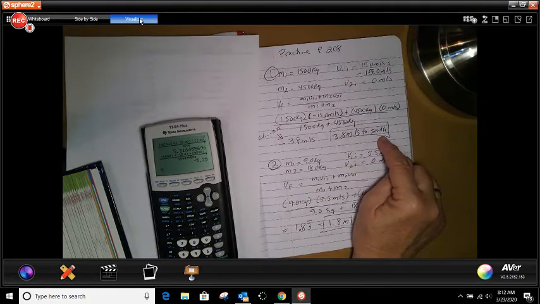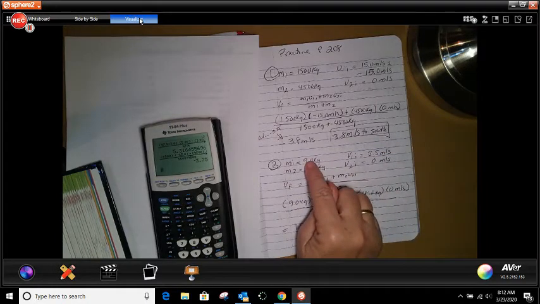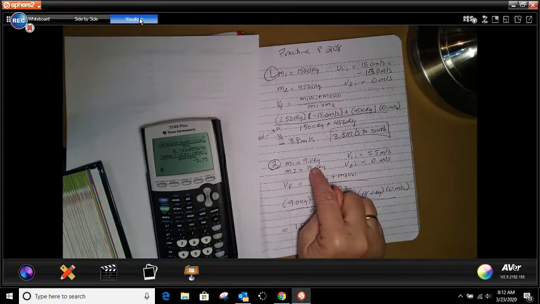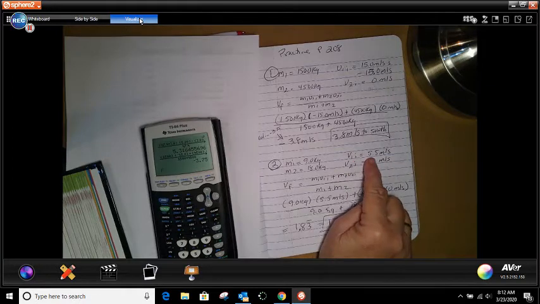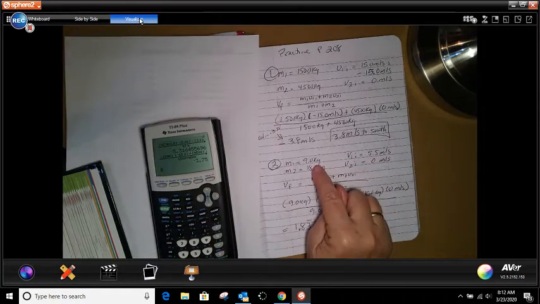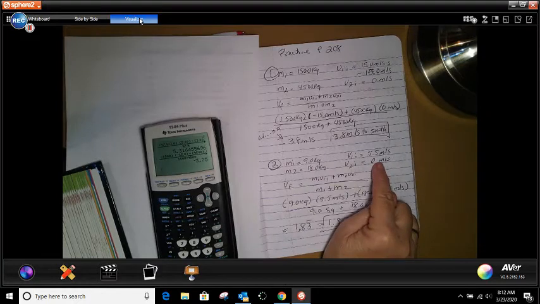Okay, the second problem. A grocery shopper tosses a 9.0 kilogram bag of rice in a stationary 18 kilogram grocery cart. So here's my rice, here's my grocery cart. The bag hits the cart with a horizontal speed of 5.5 meters per second. That's my velocity 1 initial, and it's toward the front of the cart. And as you remember, the cart is standing still, that's why we have 0.